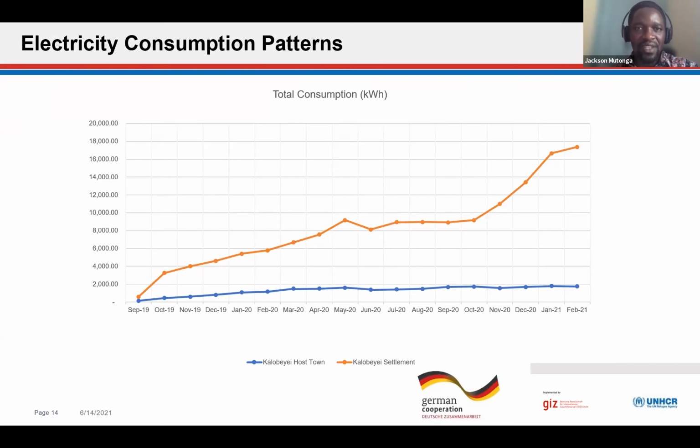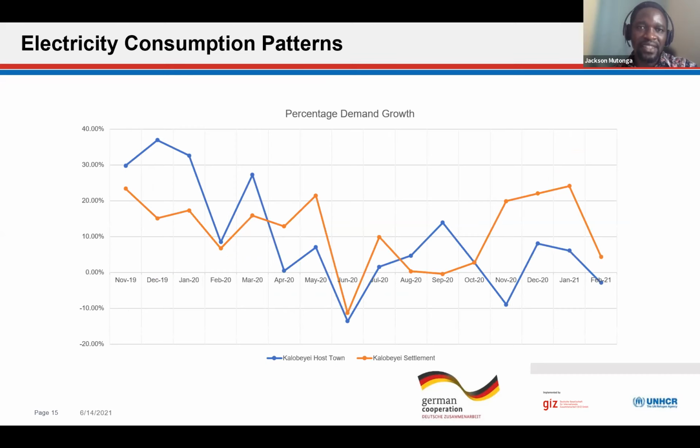Over time, we have seen that actually there is need and there is potential in displacement settings for electricity. Here you will see the consumption comparison for the 2 mini grids. One is 3 times larger than the other one, but the consumption is not 3 times as the size is. We see more consumption actually in the settlement mini grid, but this here is the percentage comparison of the demand growth over time.